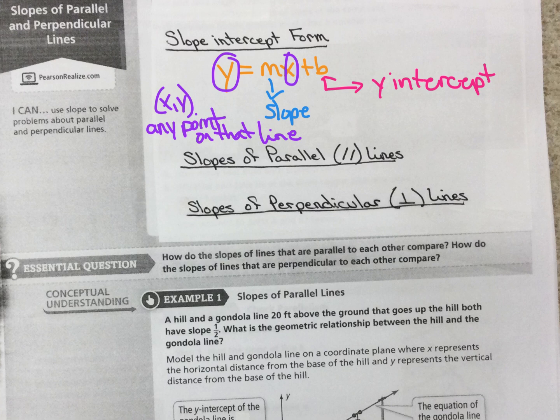Okay? All right, so slopes of parallel lines have the same slope. Parallel lines have the same slope. Slopes of perpendicular lines have opposite reciprocal slopes.